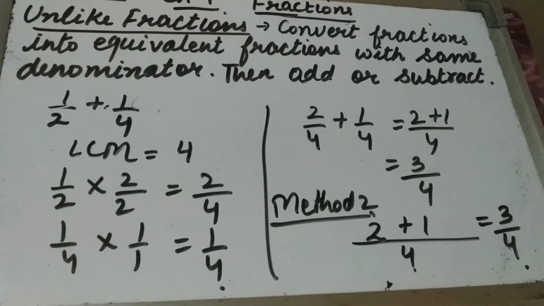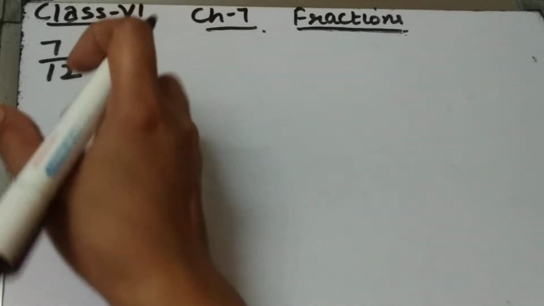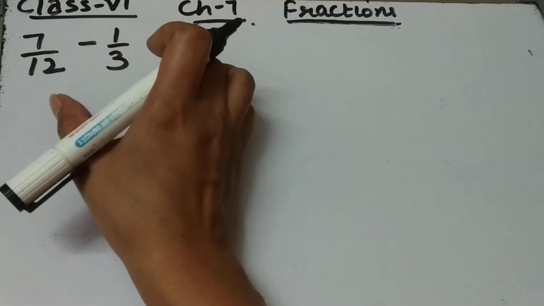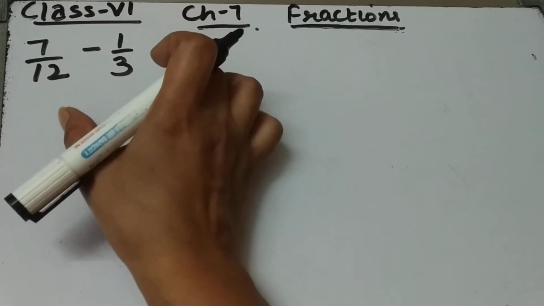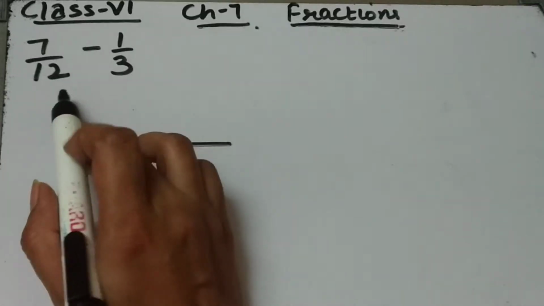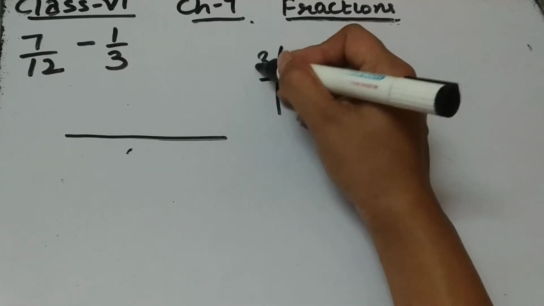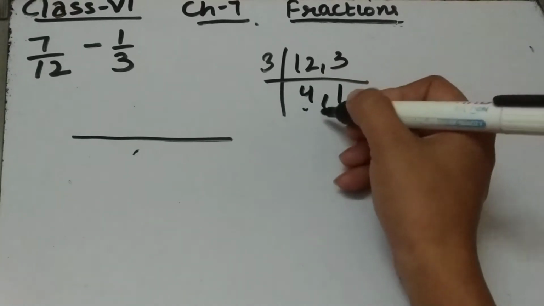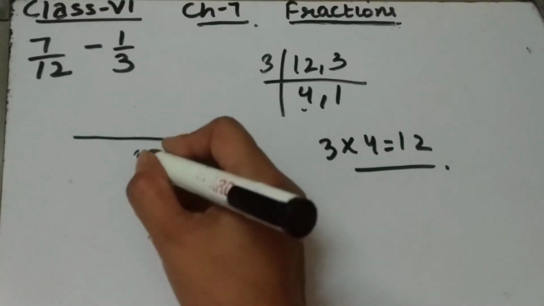And if we have to subtract, then what do we do? Suppose we have to subtract 1 by 3 from 7 upon 12. As these are unlike fractions, first of all we have to make the denominators of both fractions the same. We take the LCM of 12 and 3, and the LCM is 12 because 12 is a multiple of 3. 3 4s are 12, so the LCM is 12.